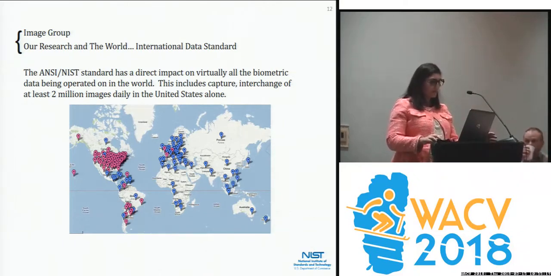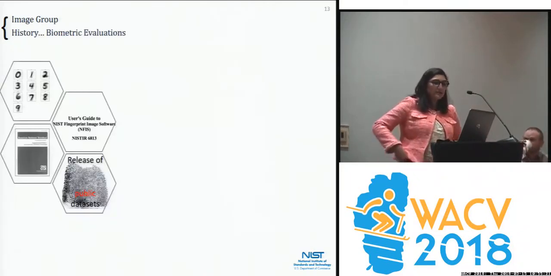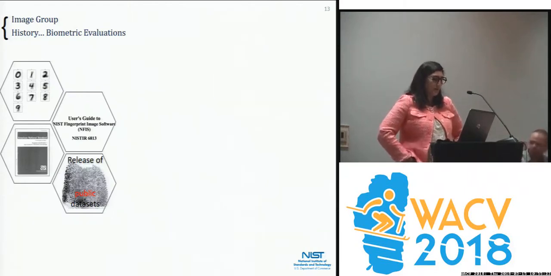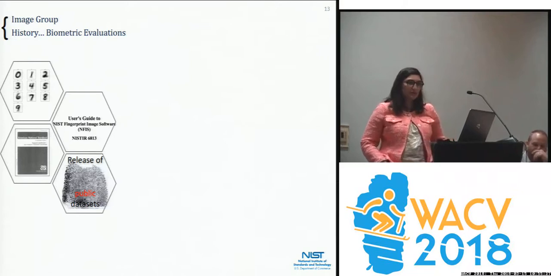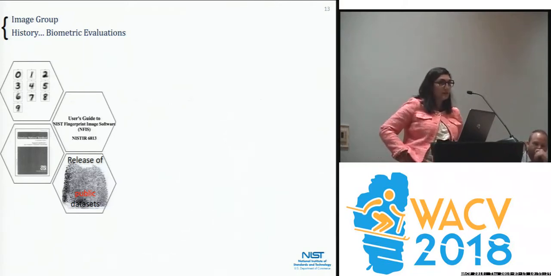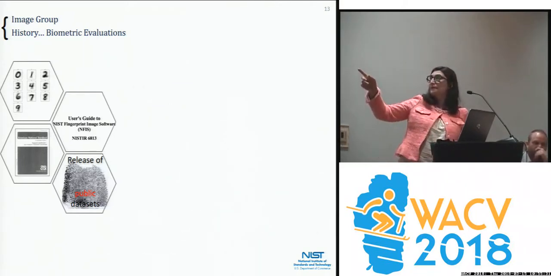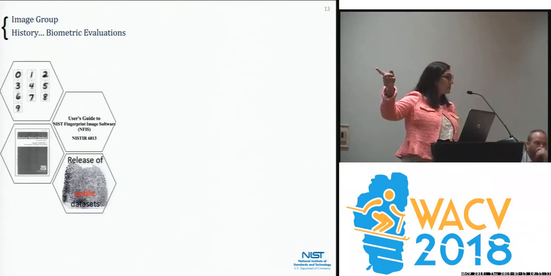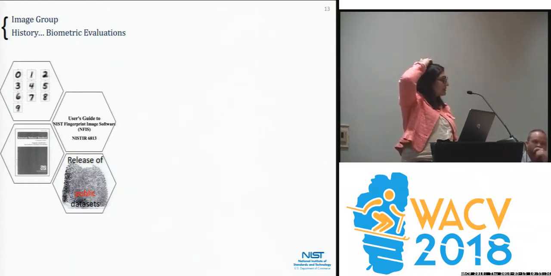In the years that followed the development of ANSI-NIST, our group was busy working on character recognition. Some of the deep learning books that I look at are using the MNIST data. So some of you working on deep learning are probably using MNIST data, and it's kind of interesting for me to go and see that it is still there.